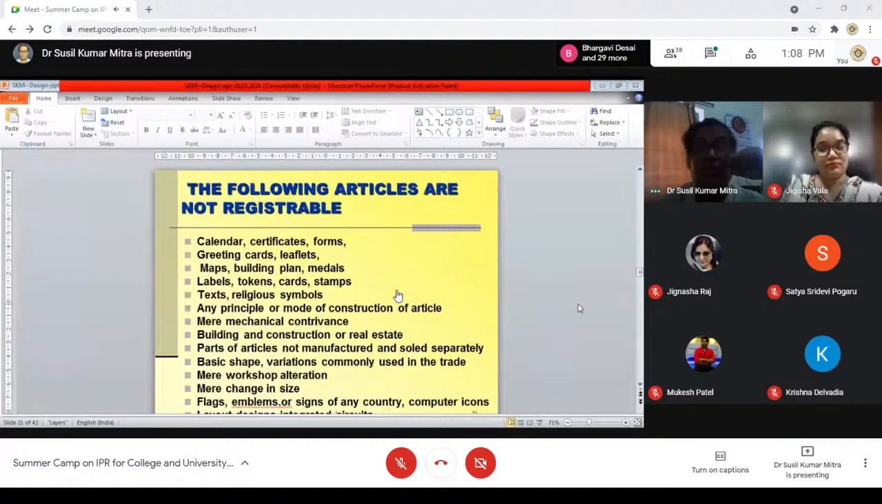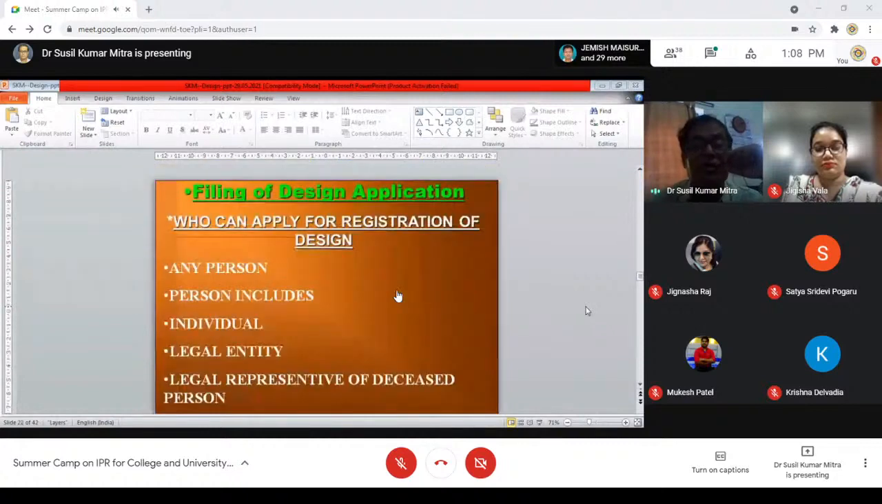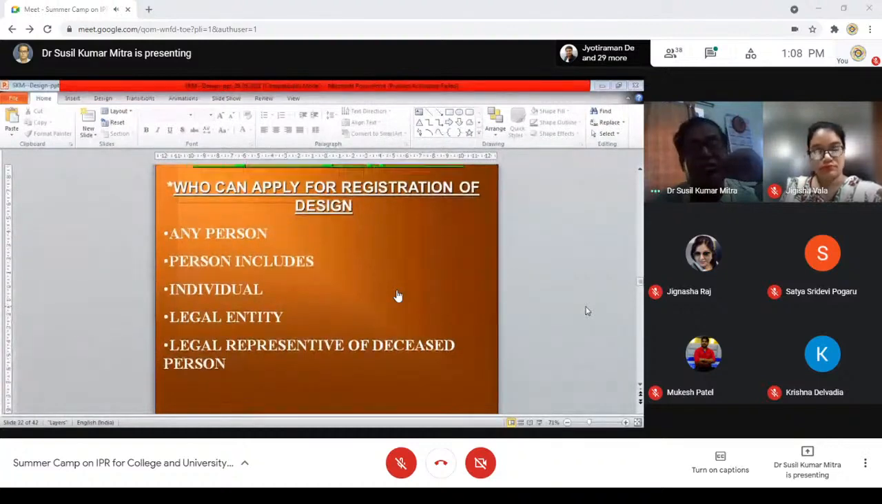So now I'm coming to the following articles that are not registerable subject matters: calendar, greetings card, maps, labels, any principle or mode of construction, because it is going to the patent, and building structure, part of the article, and also the workshop alterations, mere change in size, small size or big size, flags, emblems, and also the computer icons cannot be registered under the Design Act. So you must keep in mind who can apply for design. Any person can apply. Person also can include any company, any individual, legal entity, micro industries, and the legal representative of the deceased person can apply for registration of design.